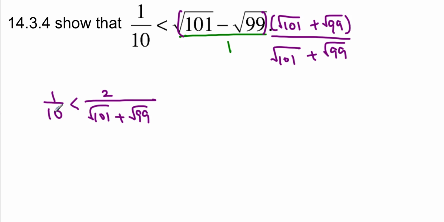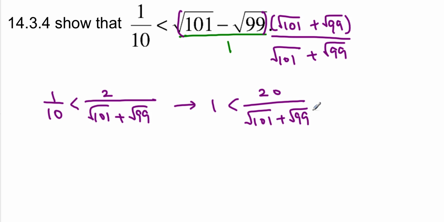Then if I multiply top and bottom, left and right, by 10, you get to realize that this implies 1 is less than 20 over square root of 101 plus square root of 99. That means 20 has to be greater than this one. That's how we can have the fraction be greater than 1. So 20 is greater than square root of 101 plus square root of 99.